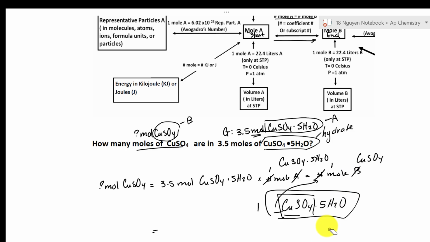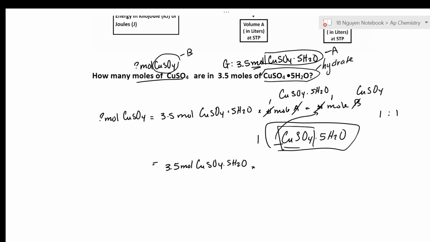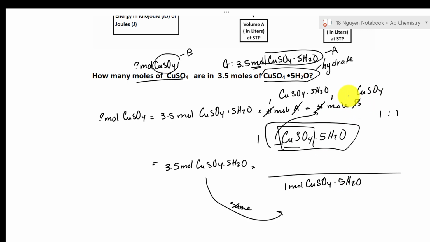Okay? And what's so special about this 1-to-1 ratio is that the chemical can eliminate or cancel each other out, but the numbers stay the same. And I'm going to prove to you right now. So we have a given 3.5 moles of copper sulfate pentahydrate times our conversion factor. And the same thing again, we look at this right here. This must be the same as that. So this right here must be what? It has to be 1 mole of copper sulfate pentahydrate. Okay? And on top must be how many? The leftover, which is 1 mole of CuSO4.